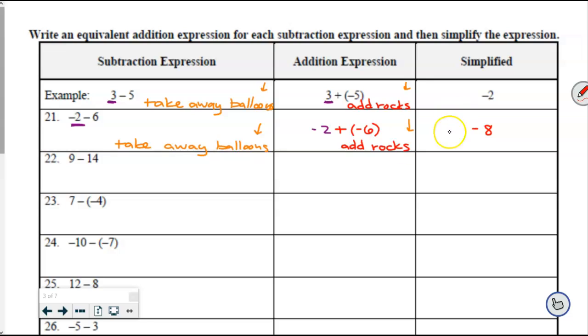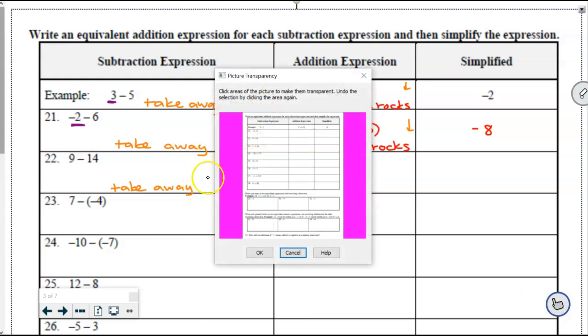Try the next one, number 22. Try it with your groups. I'm going to pause the recording as students give it a try. Ready, set, go. What kind of problem is this? 9 minus 14. What am I taking away, Gabriel? We are taking away balloons. When I take away balloons, what happens to that basket?